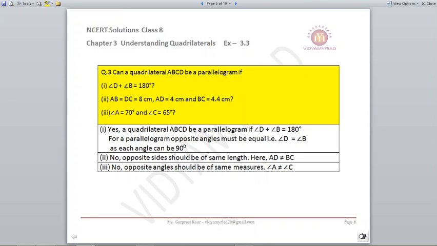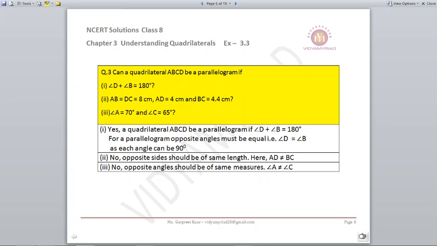Secondly, you have AB equal to DC given as 8 centimeters, and AD is 4 and BC is 4.4. It is not possible because the opposite pair of sides should be equal and parallel. AD is not equal to BC, so it is not a parallelogram.